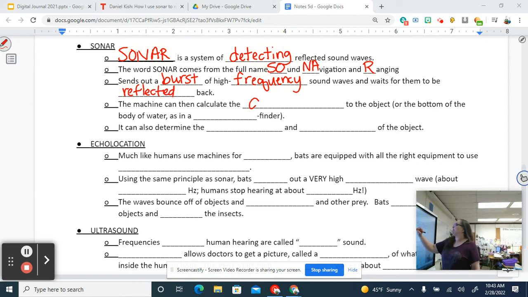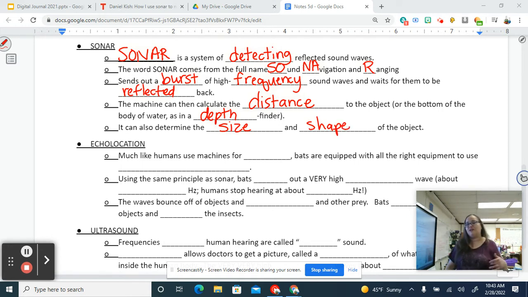The machine can then calculate the distance to the object or to the bottom of the body of water, as in a depth finder. So a depth finder just says, how deep is the water? It can also determine the size and shape of the object. So sonar is what is used by the military, the Navy, to scan the water and see if there's any enemy ships or submarines. It's what is used to locate shipwrecks, to locate treasure, to just find out how deep the water is. If you've ever been fishing with somebody that had a fish finder, they were basically using sonar, and it just sends out sound waves and tells you, oh, there's a big fish down there, or there's no fish down there, go somewhere else.